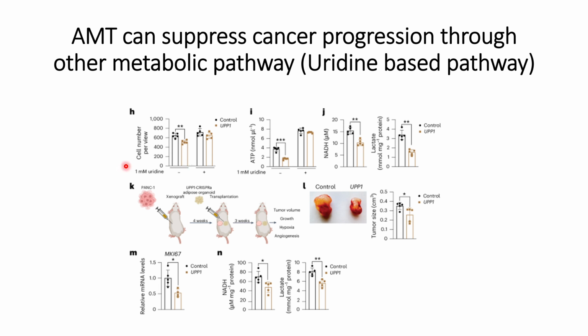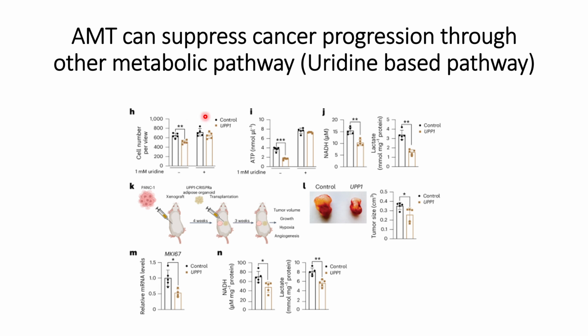And when they supplement the 1 millimolar uridine, they are able to see that number of cells are comparable to the control case, and there is not much difference, indicating that it's the uridine pathways that get disrupted, and because of that the number of tumor cells goes down when they are co-cultured with the adipose.